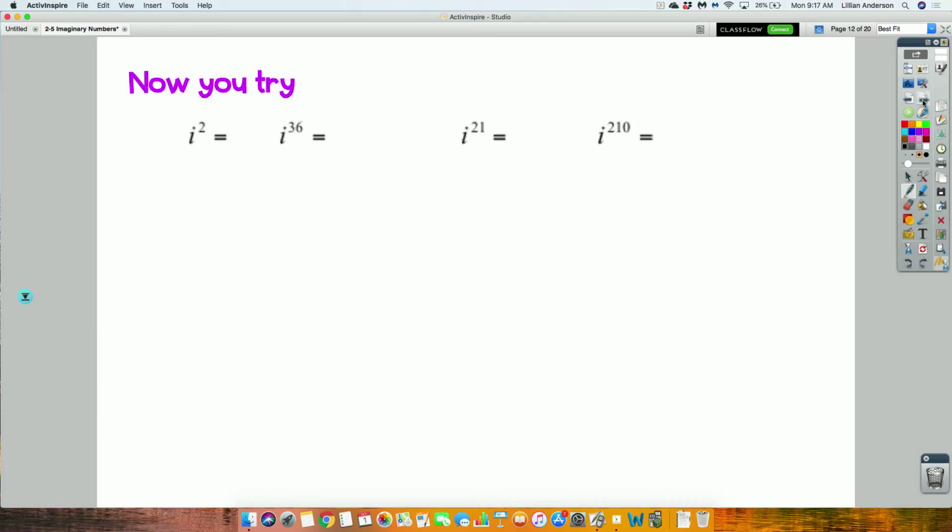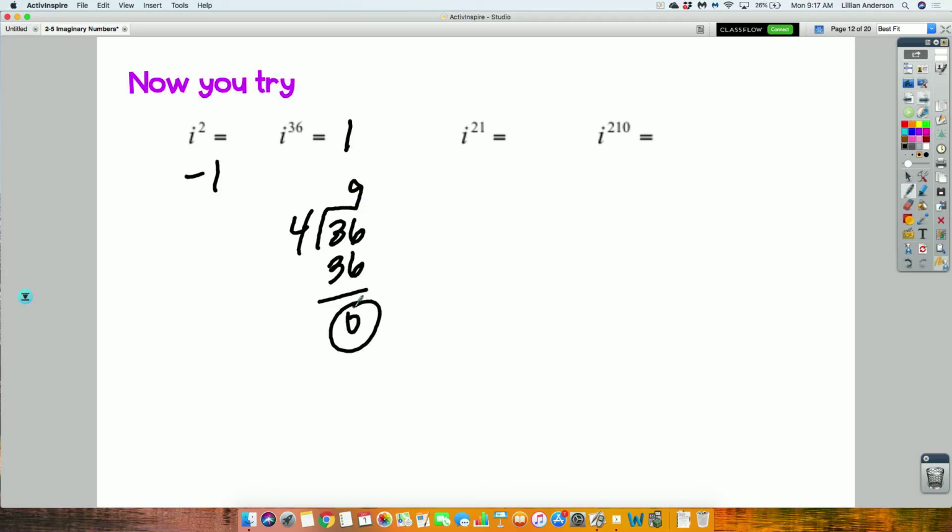Did you have these as well? All right. What is I to the 2nd power? -1. That was one of the ones that you should know. I to the 36. It should be 1. 4 goes into 36 evenly, no remainder, so that corresponds with I to the 4th power.